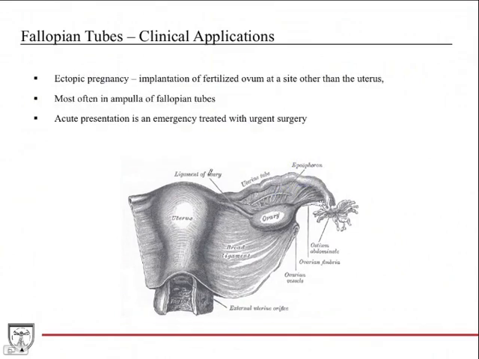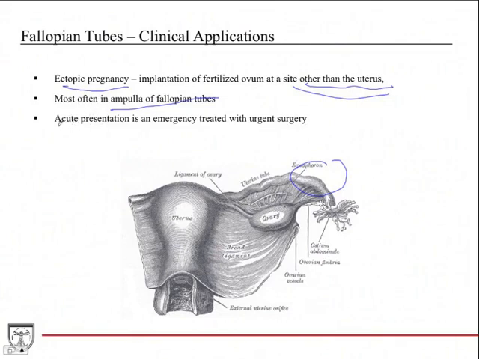An ectopic pregnancy, as we've been talking about, is an implantation of a fertilized ovum at a site other than the uterus. That's the key to the definition. So anywhere outside. It can be in the fallopian tube. It can even happen in the peritoneum. It's most often in the ampulla of the fallopian tubes, though. Again, that makes sense, since that's where most fertilization occurs.